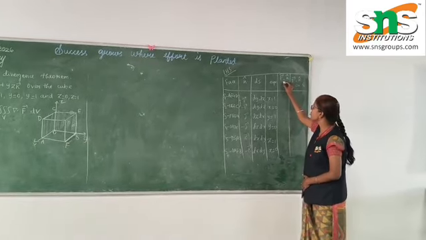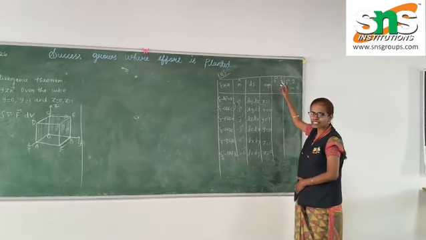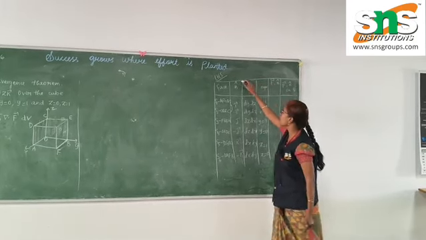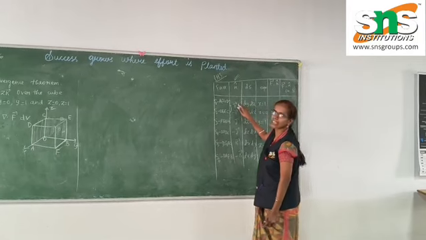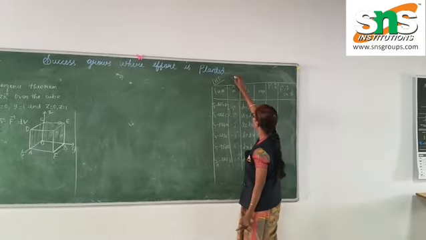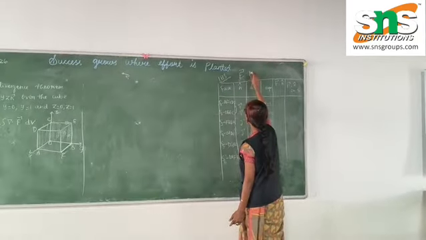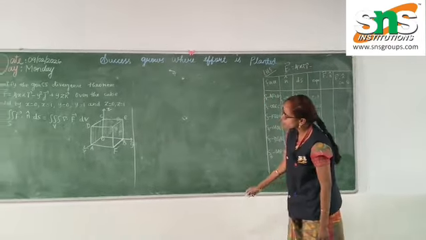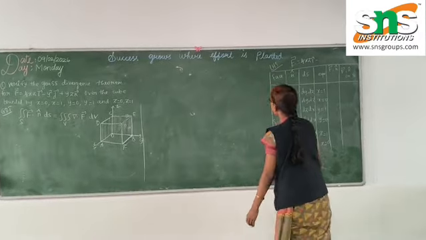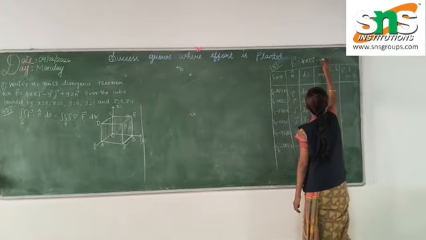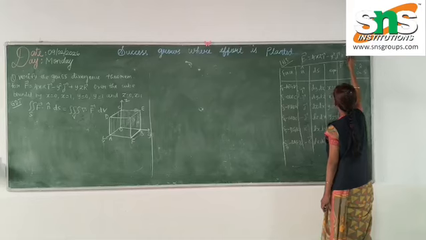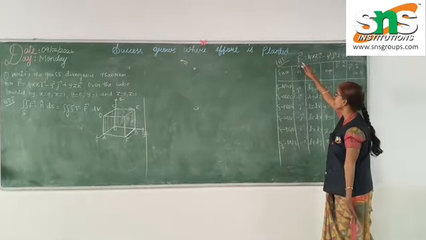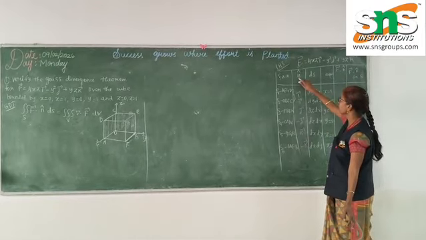The next column is F dot n cap. That is what we need to find. We already know the problem. Now we are going to take the dot product with this n cap. So F vector is 4xz i vector minus y square j vector plus yz k vector. This is called F vector, which is given in the problem. Now we will take the dot product with this n cap.